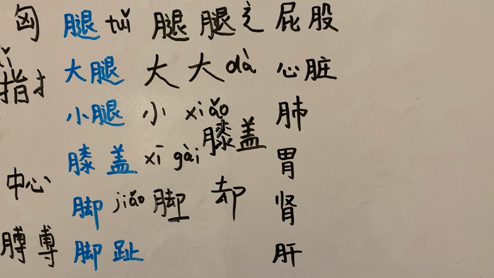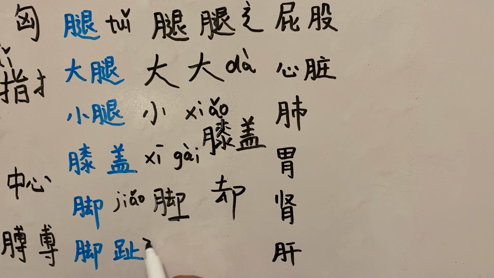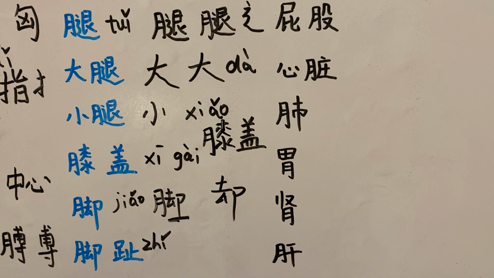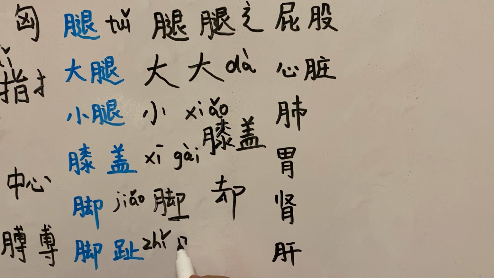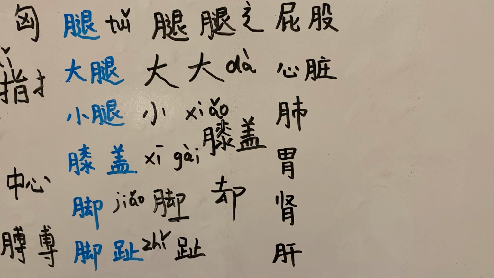So technically, this character is a left and right part. It looks like it has three parts. 脚. And next one, 脚趾. This is 趾. So you may know this word has something to do with your feet, right? Yes, it's your toes. Your toe, 脚趾. 趾 is your toe. So this 趾 is written like this.